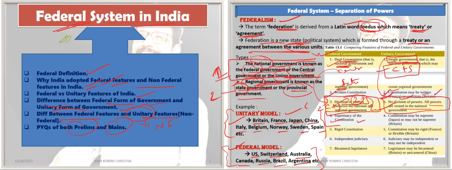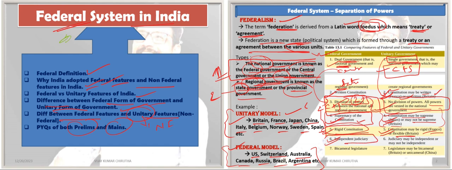Supremacy of the constitution: in the federal government, the constitution has the supreme power. In the unitary government, supreme power does not lie with the constitution, for example in Japan and Britain. Supreme power might be with someone else, such as a queen or king. The constitution may be rigid, as in France, or flexible, as in Britain. But in the federal system, it is a rigid constitution.